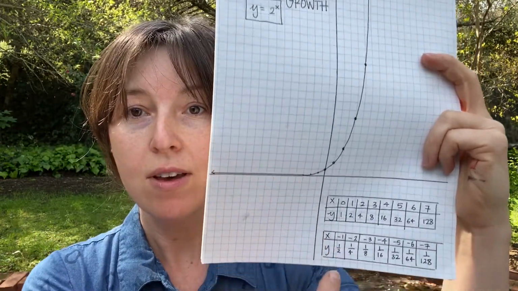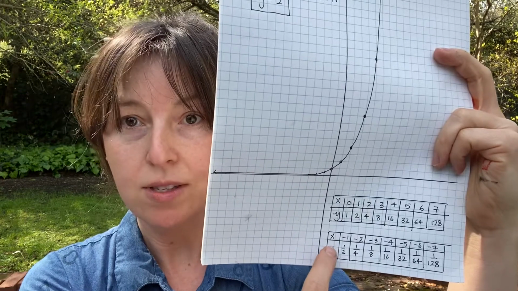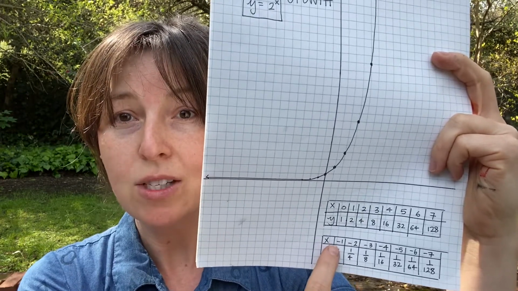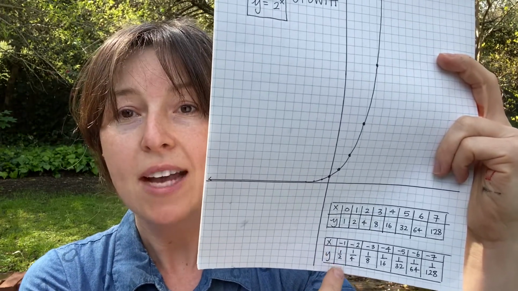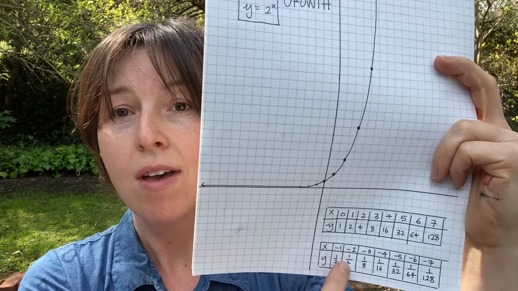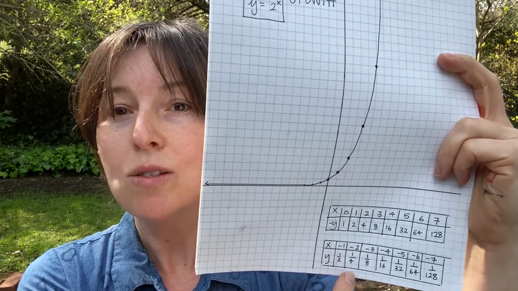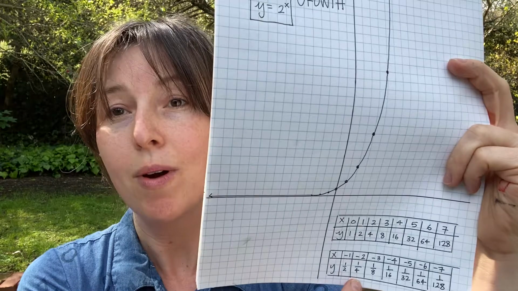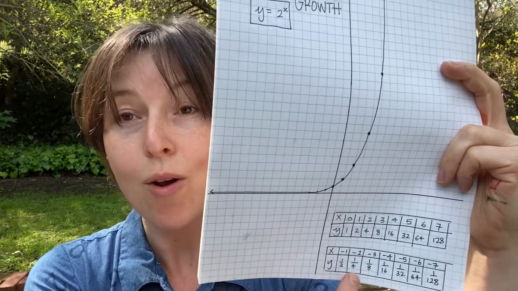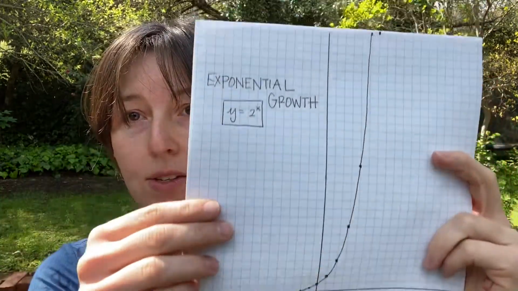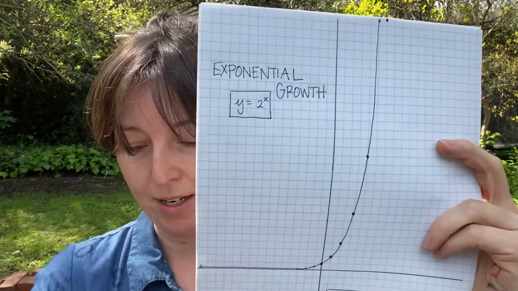Then, if we look at the negative values, x equals negative 1, that's 2 to the negative 1, which is the fraction 1/2. X equals negative 2, that's 1 over 2 squared, or 1 over 4. So here's our exponential graph.